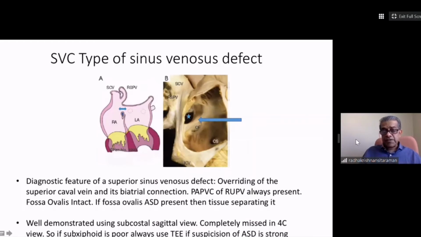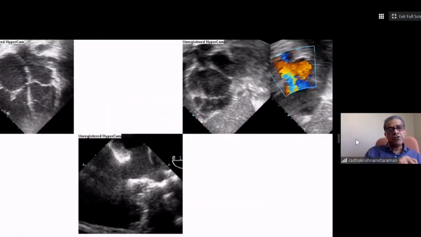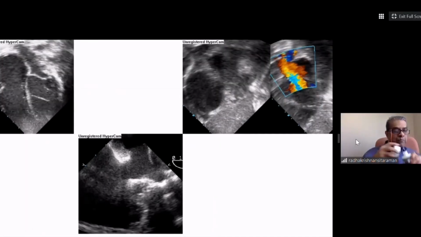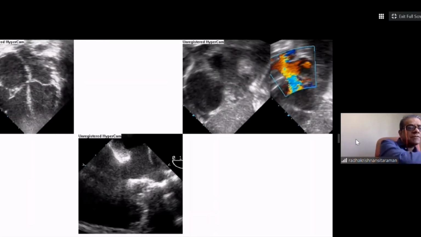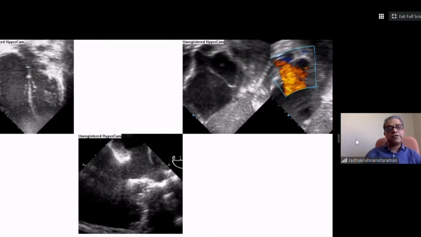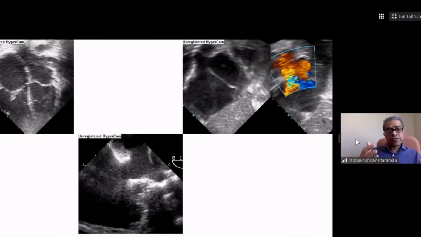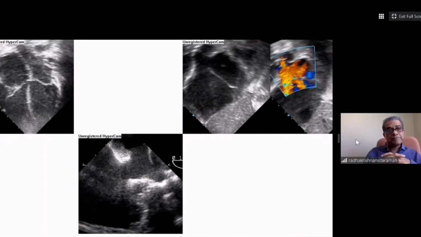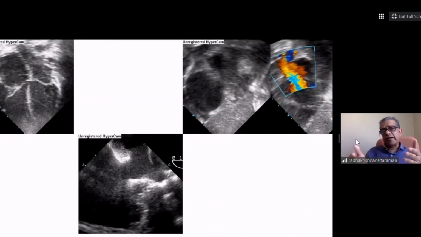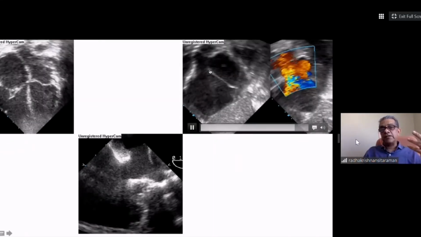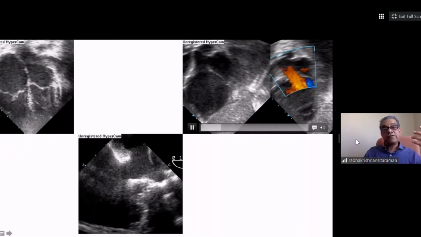So if a subxiphoid view is poor, then you should always use the TEE if a suspicion of ASD is strong. Let's look at this image. This is an apical 4-chamber view. One could never imagine this patient would have an atrial septal defect. And this has happened. It still happens. What you notice is, of course, the right atrium is enlarged. All you need to do is, if you can get a good subxiphoid image in this particular picture, you know that you're dealing with this SVC type of sinus venosus defect.